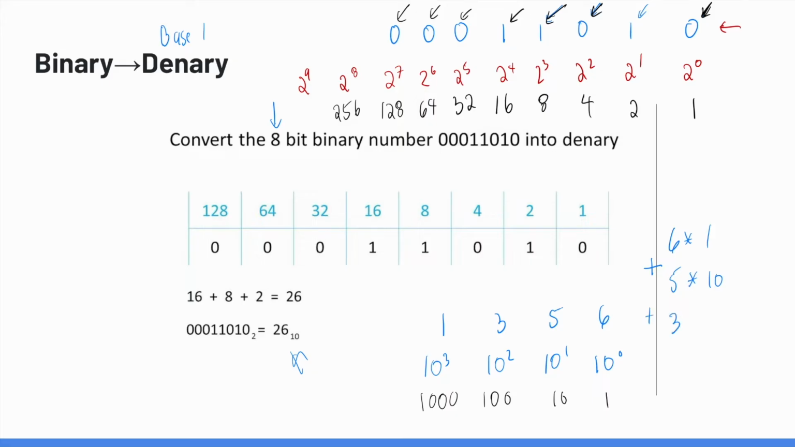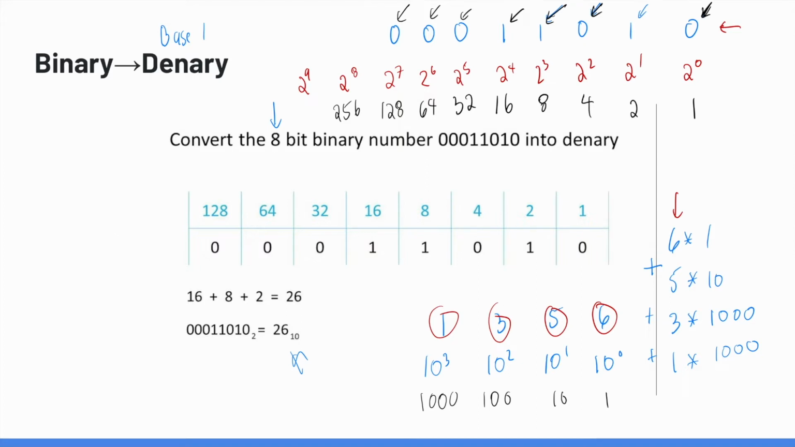Plus 3 times 100, right? Plus 1 times 1,000. And these values right here just represent these right here, 6, 5, 3, 1, multiplied by their place, multiplied by 10 to the power of 3, 10 to the power of 2, 10 to the power of 1, 10 to the power of 0.